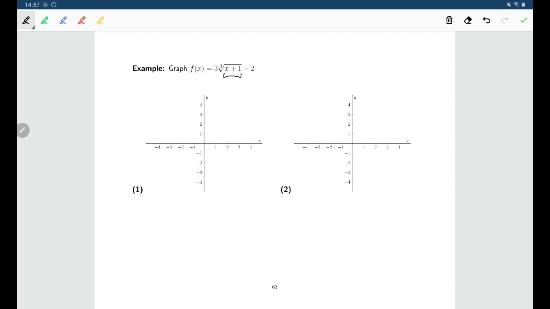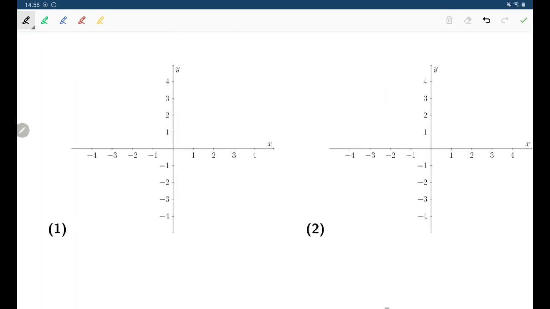I have x plus 1, that's telling me that we'll be shifting it to the left by 1 unit. So I'll be subtracting 1 from every x coordinate. I'm going to be stretching it vertically by a factor of 3, multiplying every y value by 3. And then I'll be shifting it vertically by 2 units. I'll be adding 2 to every y coordinate.